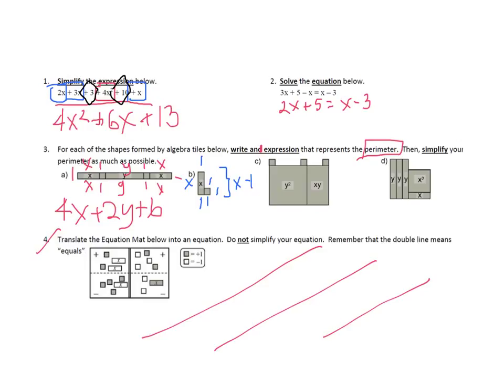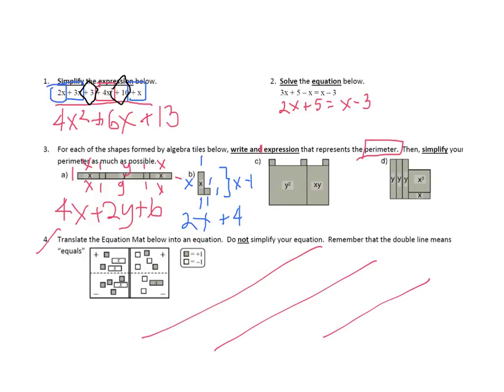So now I add up all my stuff. I got x and x, that's 2x. I got 1, 2, 3, 4, 5. Positive 5 minus 1. 5 minus 1 is plus 4. That is my total perimeter. Believe it or not. So be aware of that.